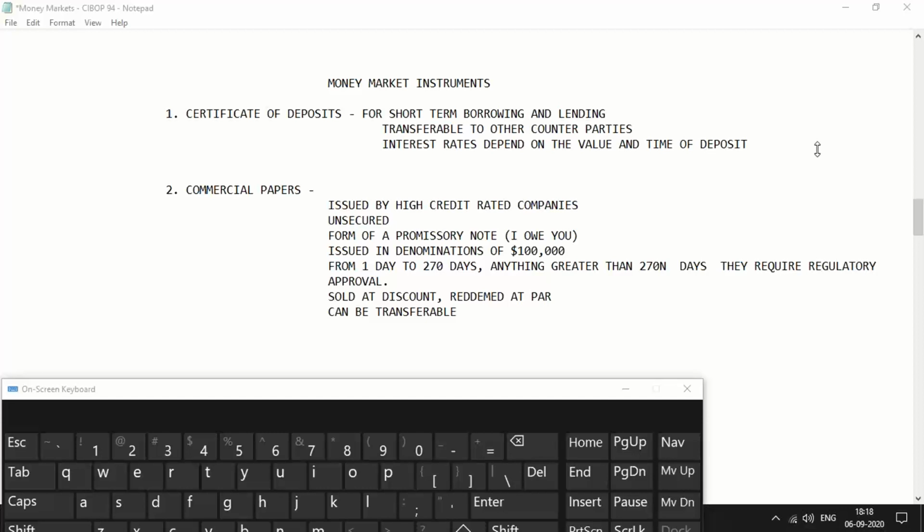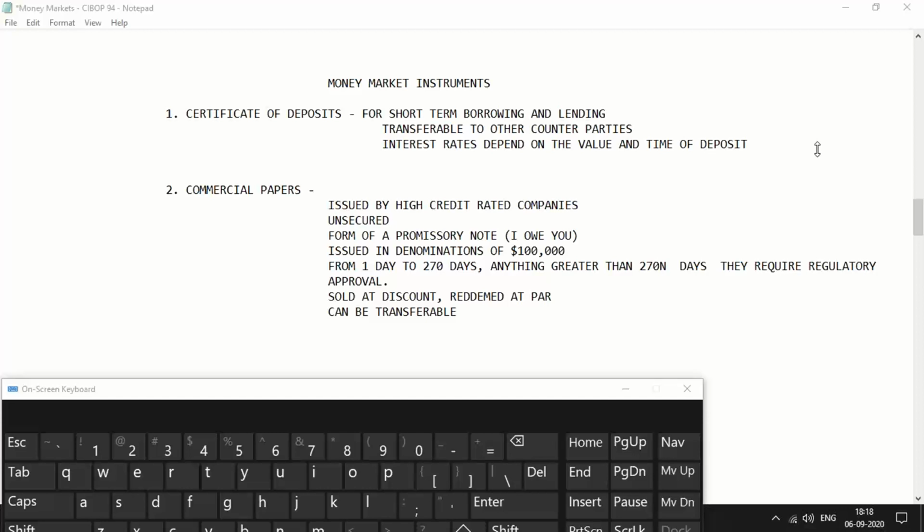Now, as much as you can, you do not want to get the regulator involved in everything. So that is why most companies and organizations will generally issue a commercial paper only up to 270 days. Then, if they want, they'll again issue something for another 270 days. So that's how they keep rolling it.